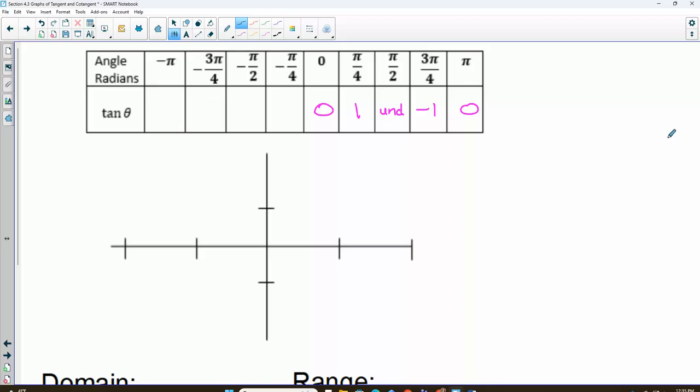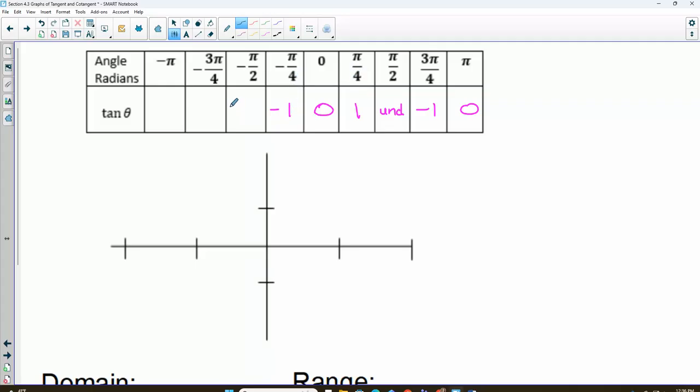Okay, you'll notice I didn't keep going to 2 pi. I'll explain why in a minute. I went the negative direction. So negative pi over 4, that's the same thing as 7 pi over 4, right? So it's just in quadrant 4. Is tangent positive or negative in quadrant 4? Negative, and it would be the same as the tangent of positive pi over 4, so we get negative 1.